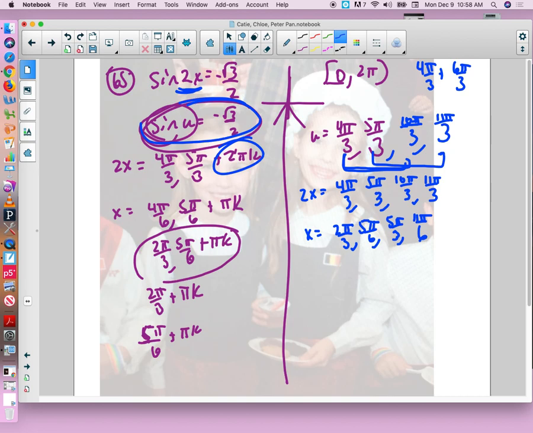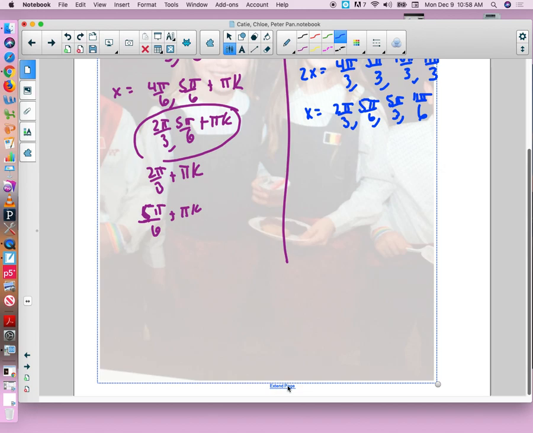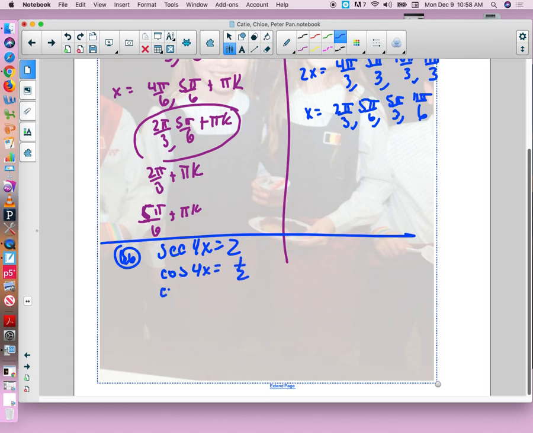All right, now we're on 66. Secant 4x equals 2, which you didn't have to do. So I'm doing 66. It says secant 4x equals 2. I'm going to change that to cosine 4x is 1/2. Cosine u is 1/2, and cosine's positive here and here. So u is pi over 3 and 5 pi over 3 plus 2 pi k, where k is any integer.